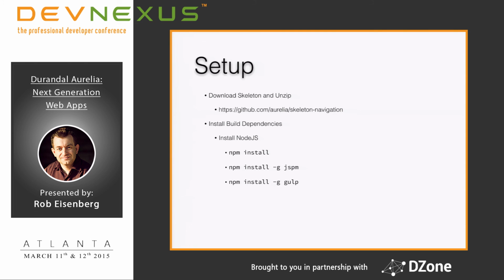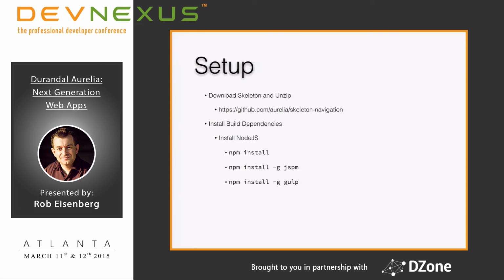Then you're also going to want to install Gulp. This is the actual build automation tool, if you will. We have a bunch of Gulp tasks set up in the starter kit for doing all the things I talked about, testing, linting, all sorts of things.